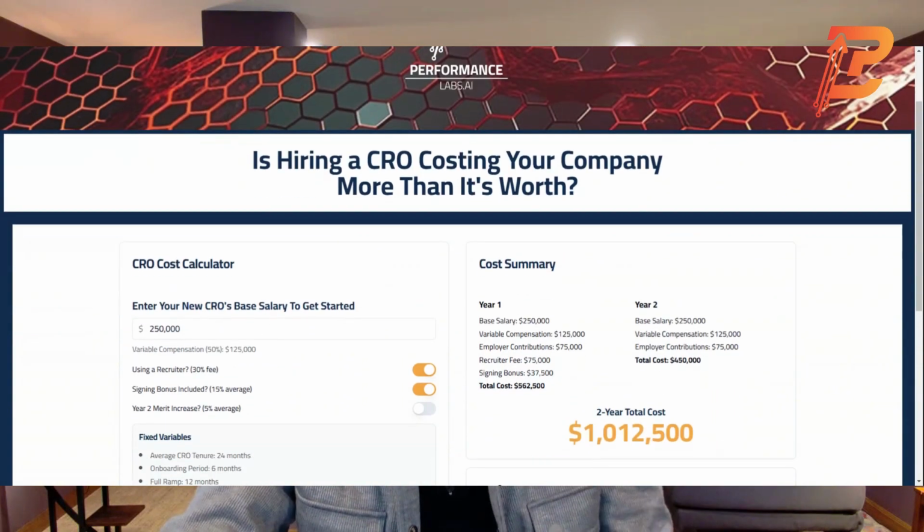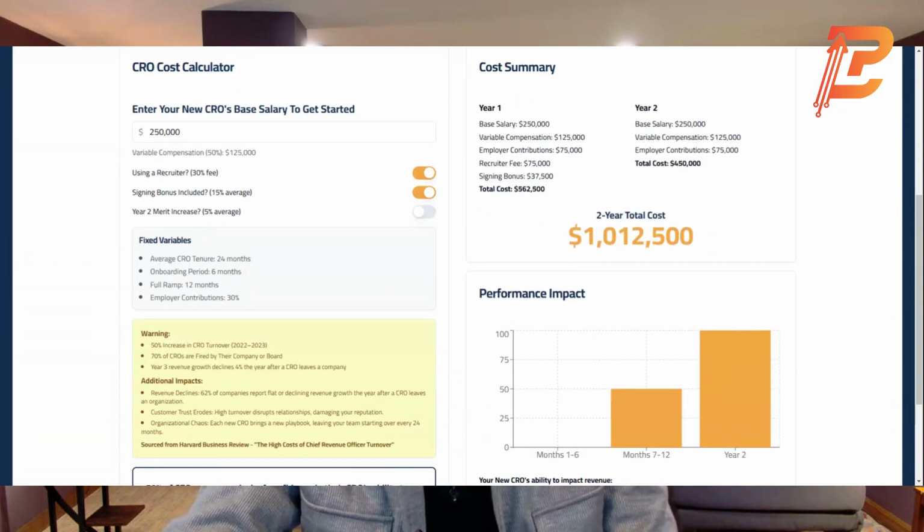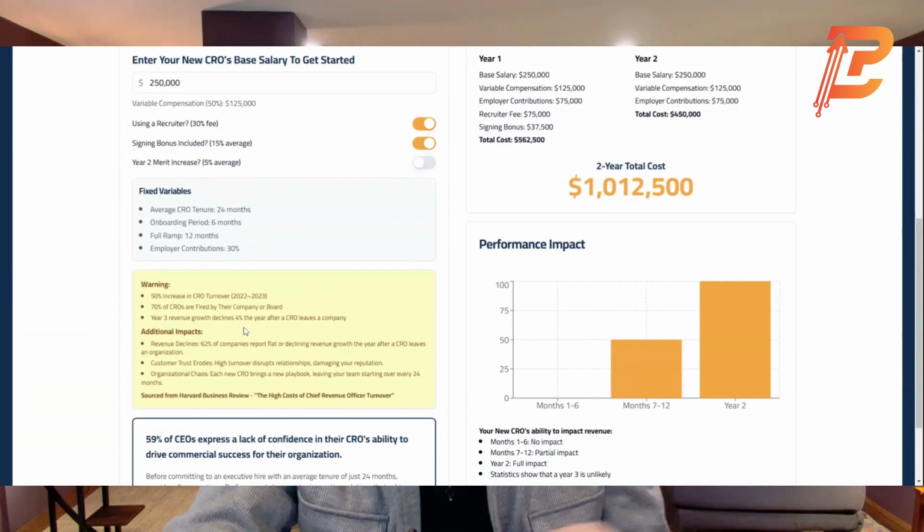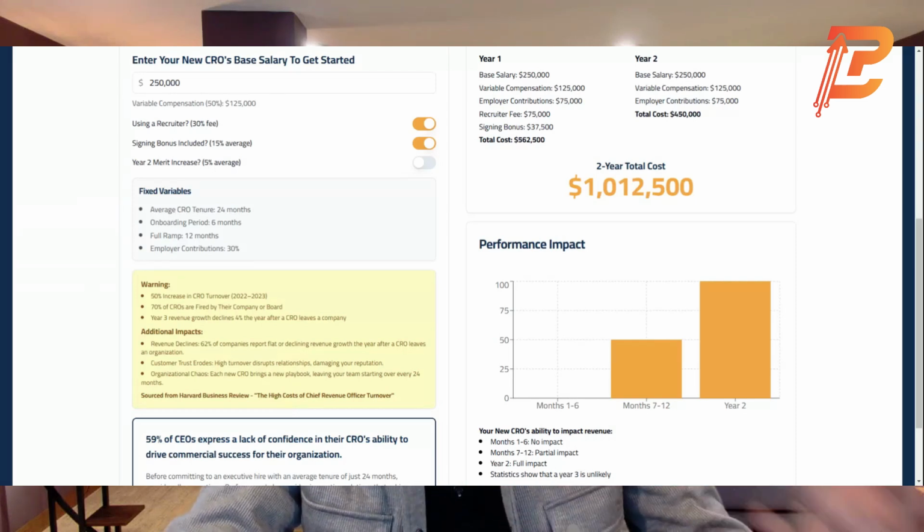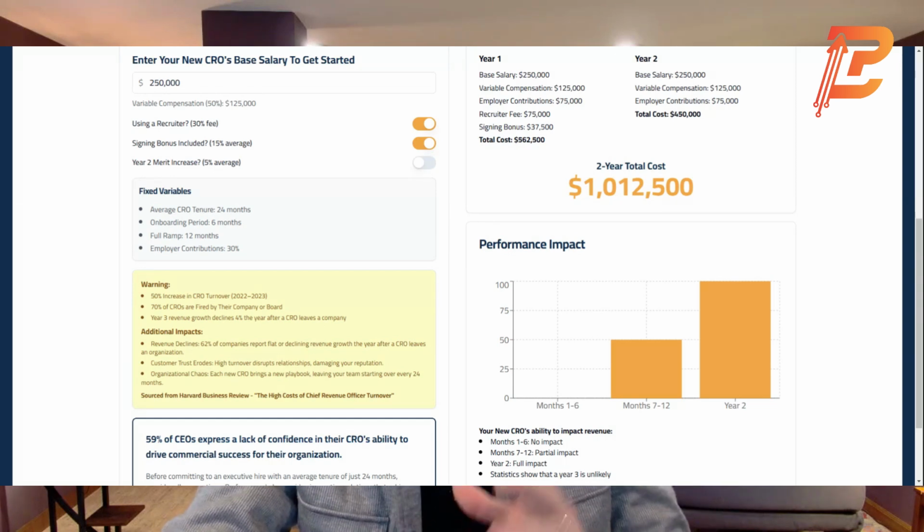But what spawned my building this calculator were some pretty staggering statistics that I read in a recent Harvard Business Review research piece titled The High Cost of CRO Turnover. And what I built into this calculator are a number of fixed variables. But before I get there, I wanted to point out some really interesting statistics from this piece.